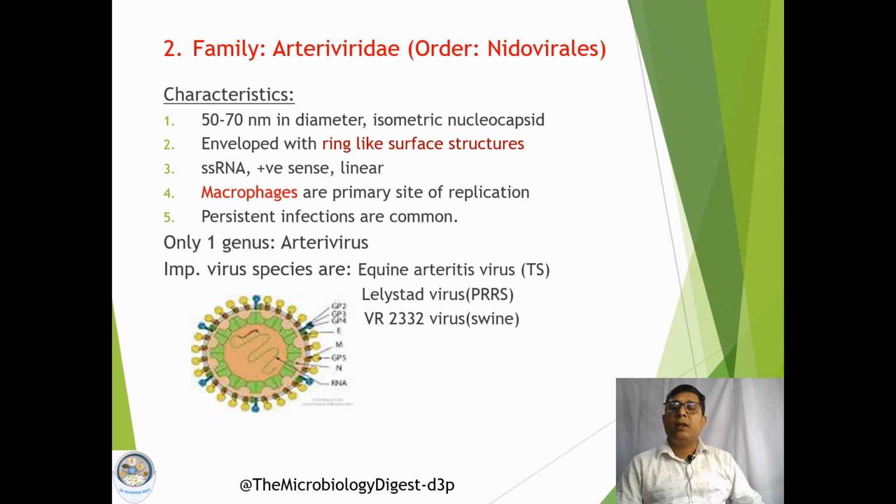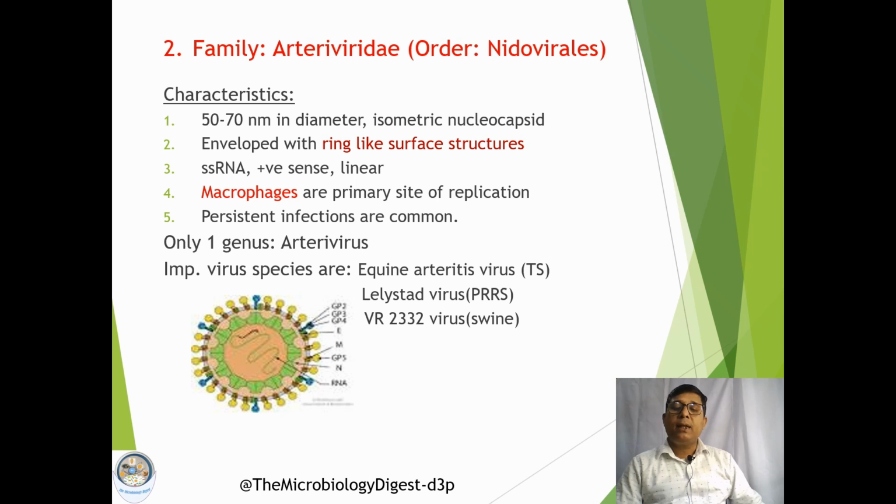The next family under Nidovirales is the Arteriviridae. Arteriviridae are 50 to 70 nanometer in diameter, having an isometric nucleocapsid. This virus is enveloped with ring-like surface structures, giving a beautiful look to the virus. You can see in the diagram. The genome is a single-stranded RNA, which is positive sense, and it is linear.